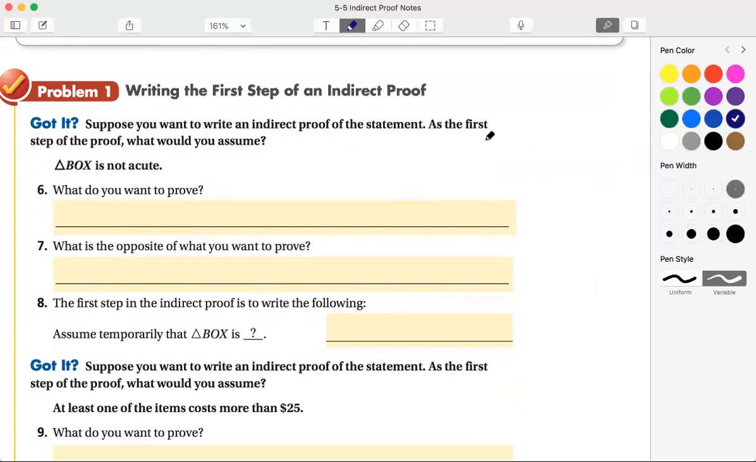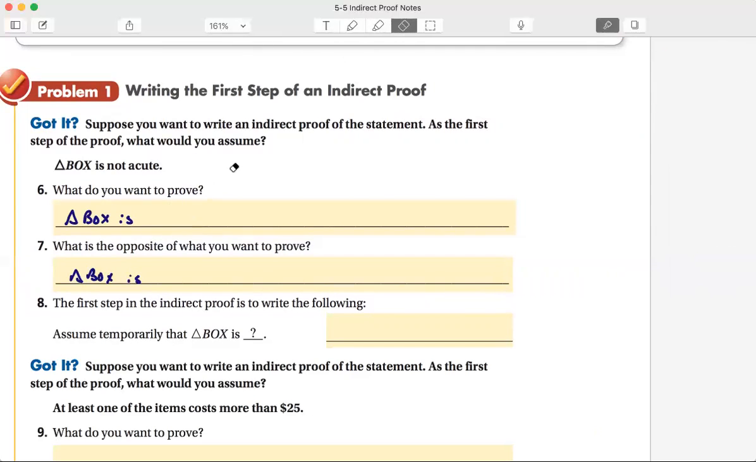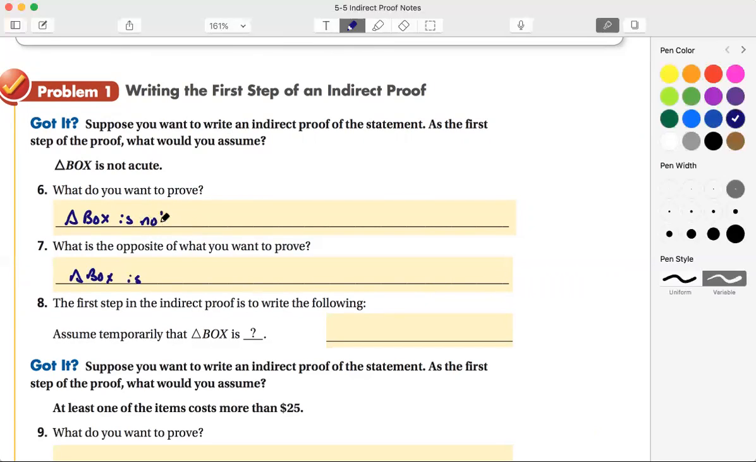All right, let's start off with baby steps here. Suppose we want to write an indirect proof of the statement. As the first step of the proof, what would we assume? What did we want to prove? We want to prove triangle box is not acute. So the opposite of not acute is acute. So our very first step in our proof is we're going to assume temporarily that triangle box is acute.